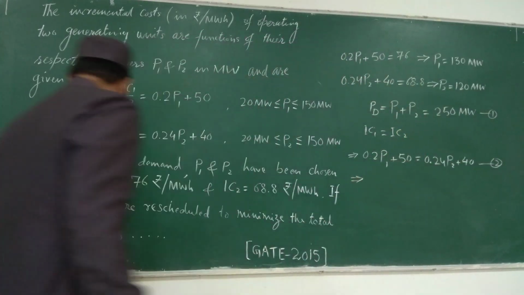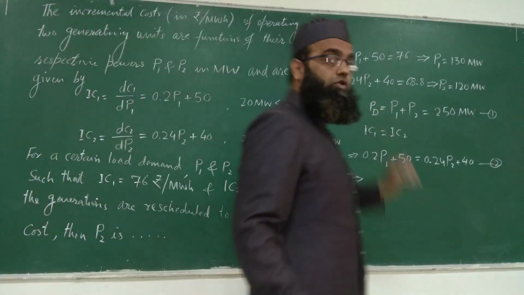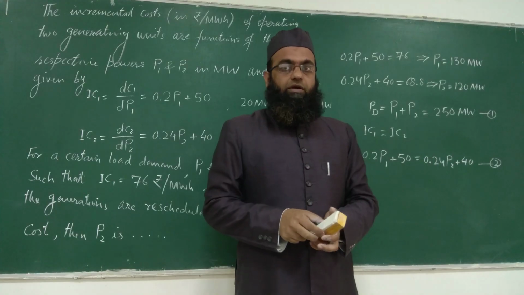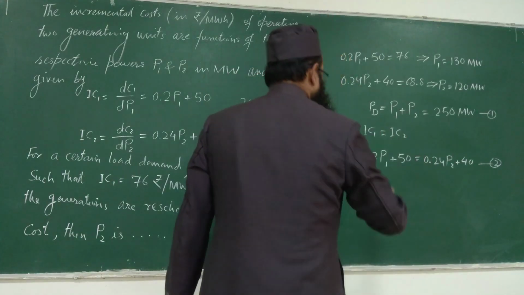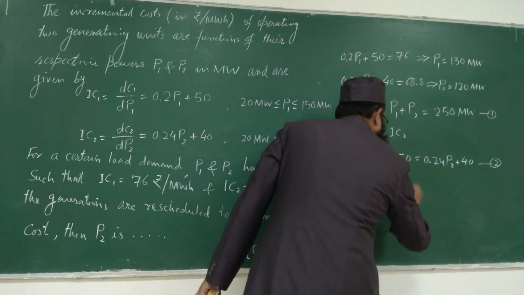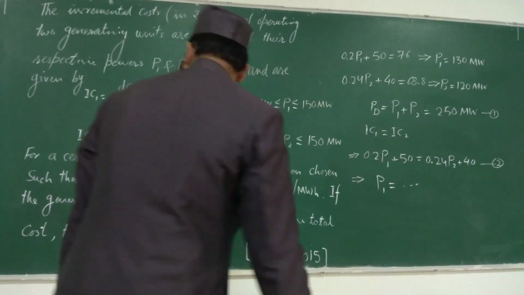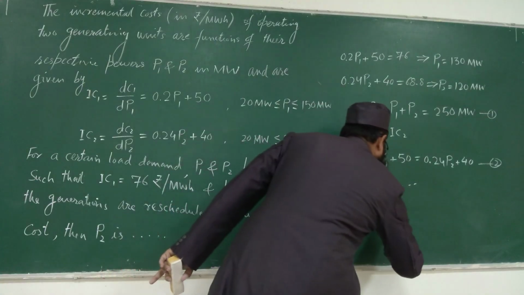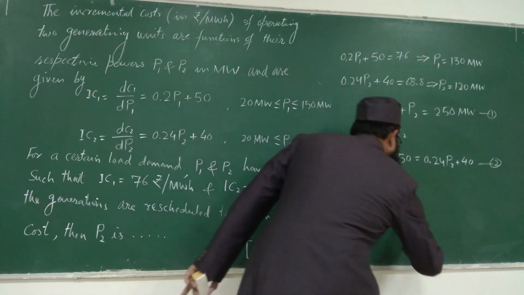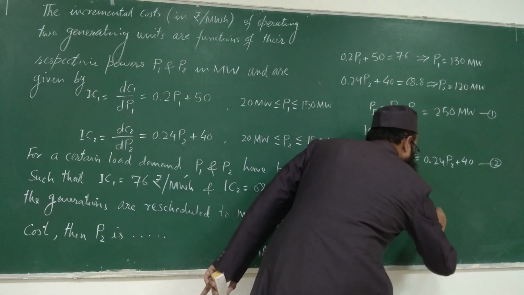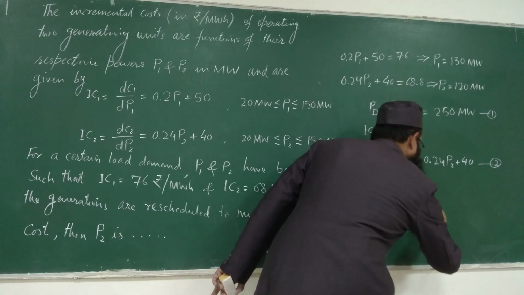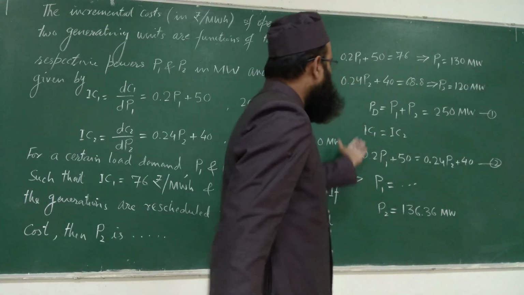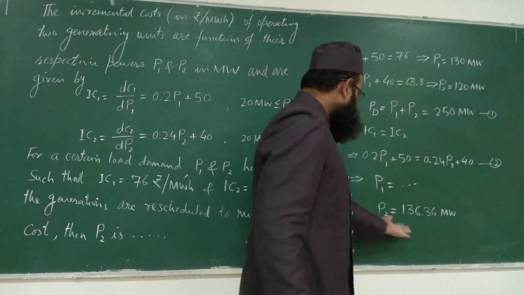P2 has been asked. Now the values of P1 and P2 will be corresponding to optimal loading, is it not? So tell me the values of P1 and P2. Whatever P1 is coming out to be, our target is to find the value of P2. Okay, tell me the value of P2. 136 megawatt. If someone asks P1, you can use this equation, 250 minus this will be this, is it not?